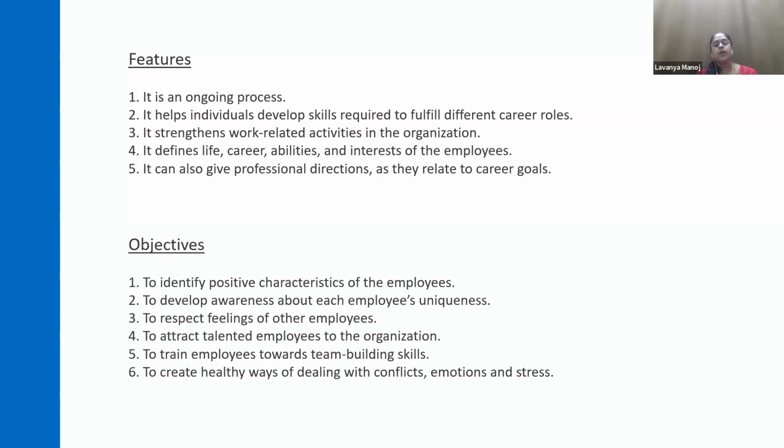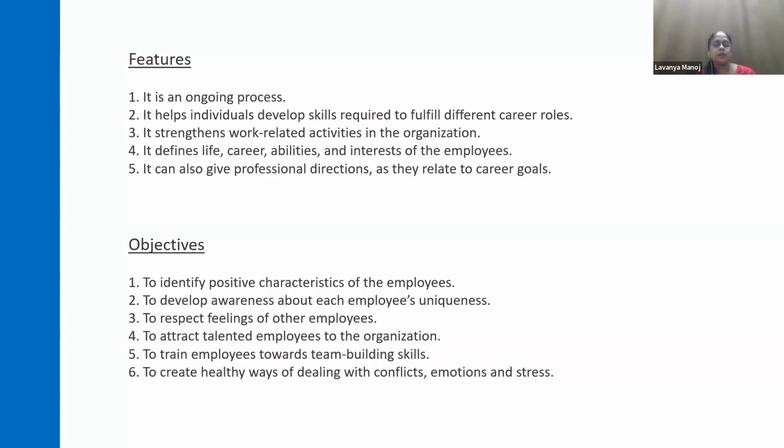So the objective is to find positive characteristics. Again, as I said, each individual has different abilities, different capabilities. It helps them to self-identify: what is my capability, what is my ability, in which I am good at. So self-realization happens, to develop awareness about each employee's uniqueness, respect the feelings of other employees, attract talented employees, train employees towards team building skills, and create healthy ways of dealing with conflicts, emotions, and stress.